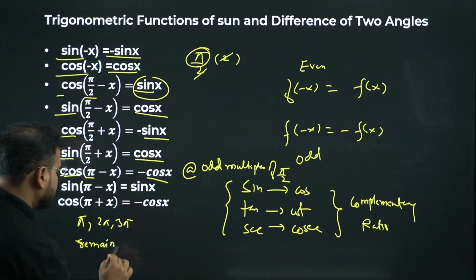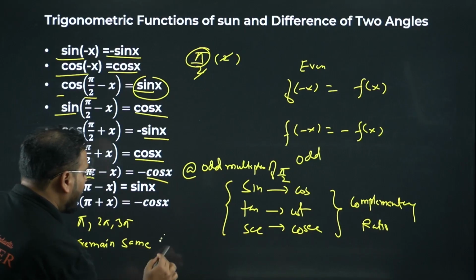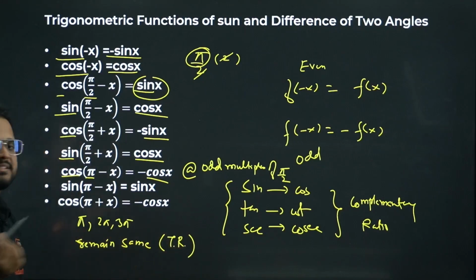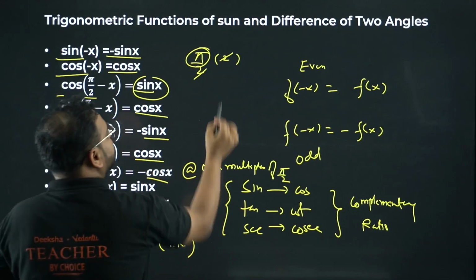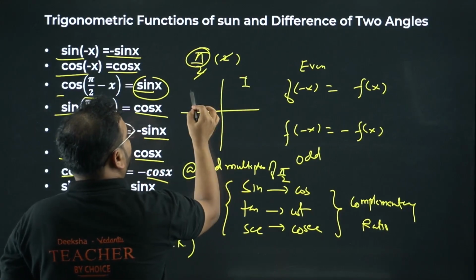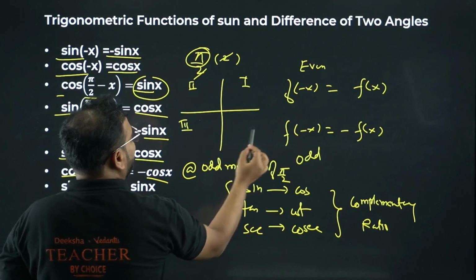Remains same. What remains same? All the trigonometric ratios remain same. Okay. And what about this, sir? Sine plus minus. We know this rule, right? This rule only. Quadrant rule. 1, 2, 3 and 4.